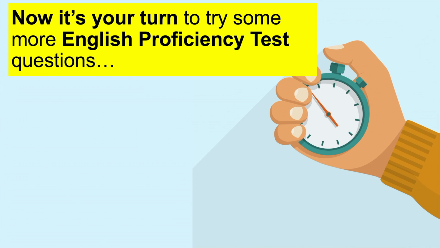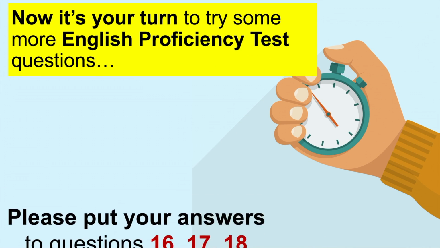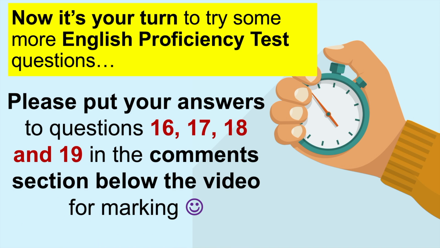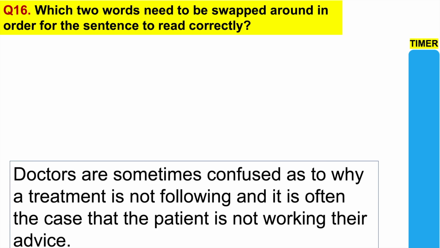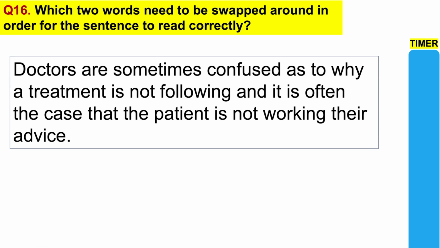So now it's your turn to try some more English proficiency test questions. Again, please put your answers to questions 16, 17, 18 and 19 in the comments section below the video for marking. Which two words need to be swapped around in order for the sentence to read correctly? And the sentence is, doctors are sometimes confused as to why a treatment is not following, and it is often the case that the patient is not working their advice. Which two words do you need to swap around? Put your answer to question 16 in the comments section below the video for marking. Here is your timer.